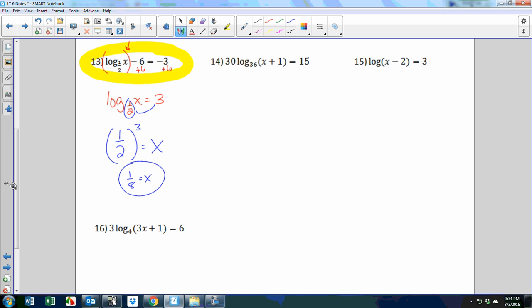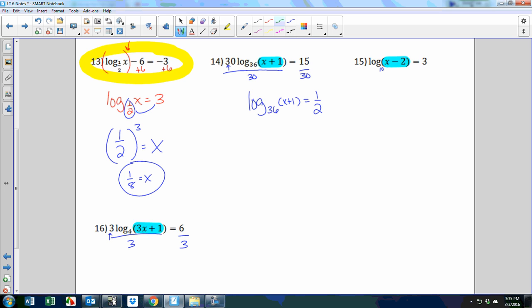Number 14, the log is not isolated because of the 30. In number 16, it's not isolated because of the 3. But in 15, log base, when there is not a base, remember that's common log, so base 10, parentheses x minus 2. Well, because of the parentheses trapping the input, the log is isolated. It is isolated in question 15, and it will be isolated as soon as we divide by 30 to both sides in 14 and dividing by 3 to both sides in 16. So step 1 will be met as soon as we finish that division. Log base 36 of x plus 1 equals 1/2.